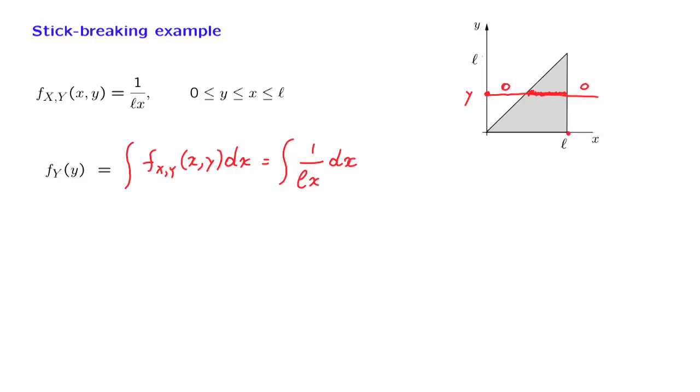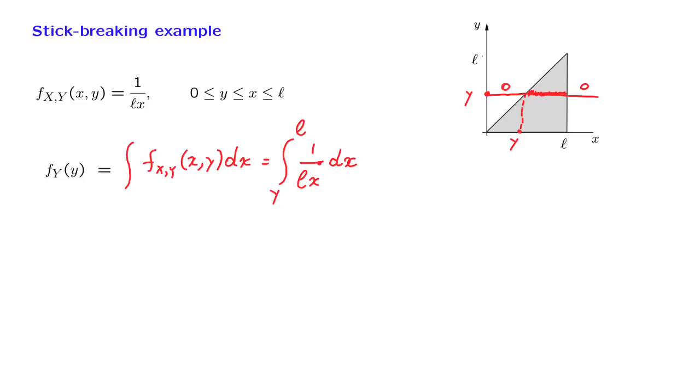It's the interval that ends at L, and because this is a line of slope 1, this value here is also y. So we integrate over an interval where x ranges from y to L. In fact, this is just the range of x's that are possible for a given value of y. X must always be larger than or equal to y.